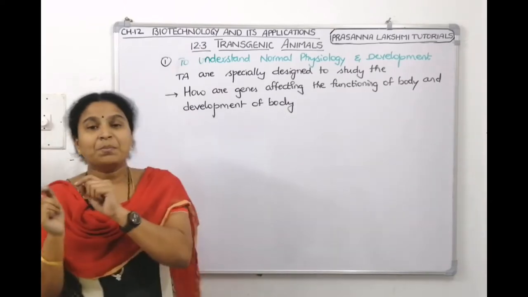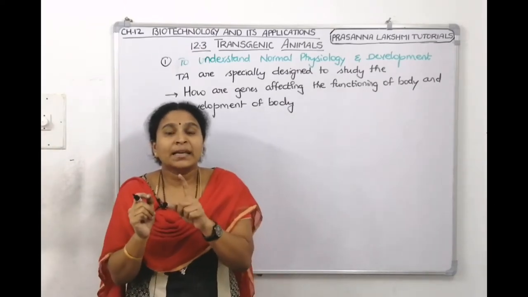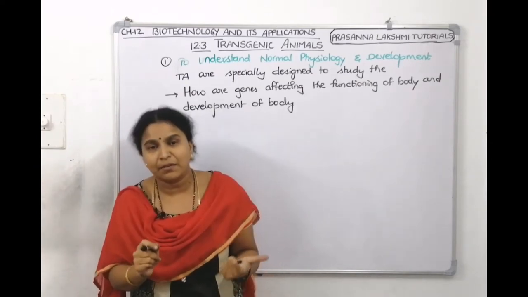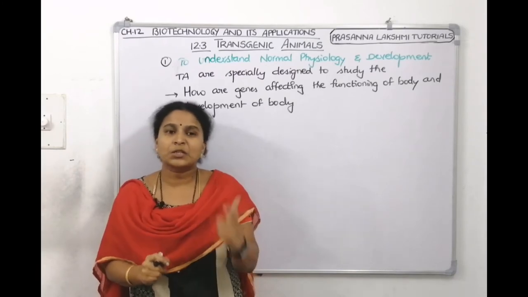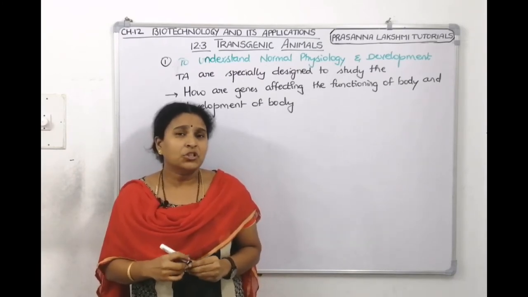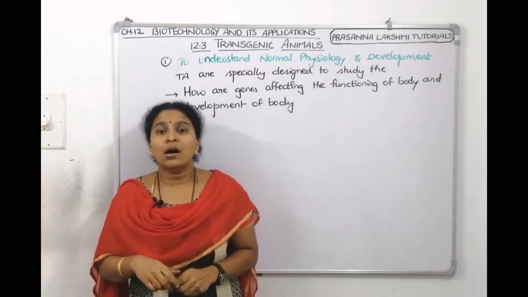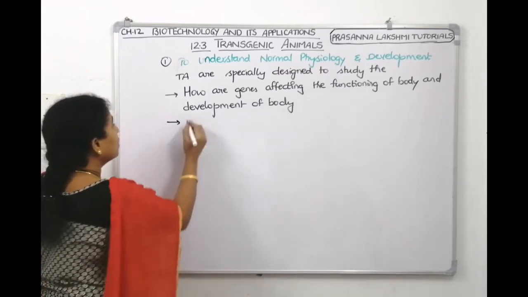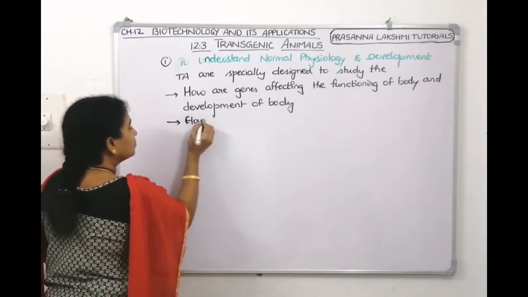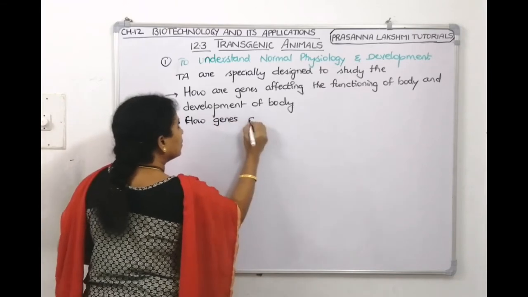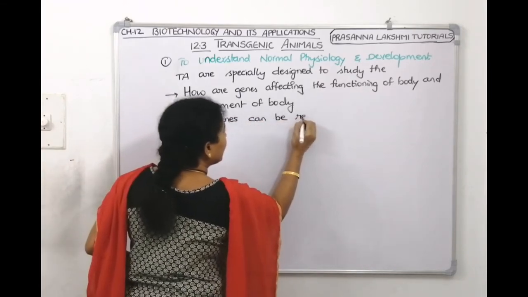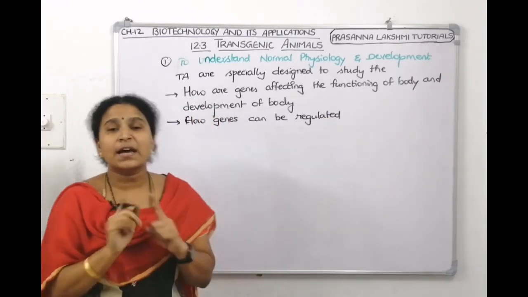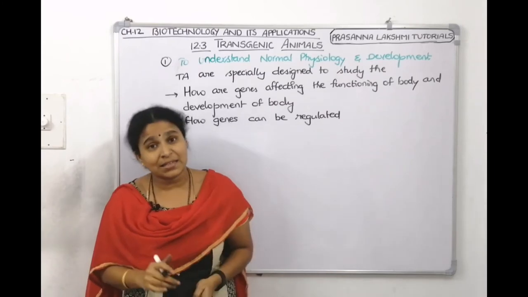Now, a gene makes a protein. That protein can help to increase the metabolism, can help to increase our growth, can help to increase our development. That they are checking in experimental animals. They also want to know how genes can be regulated. Genes should be regulated. If genes are not regulated, it leads to a cancerous condition.